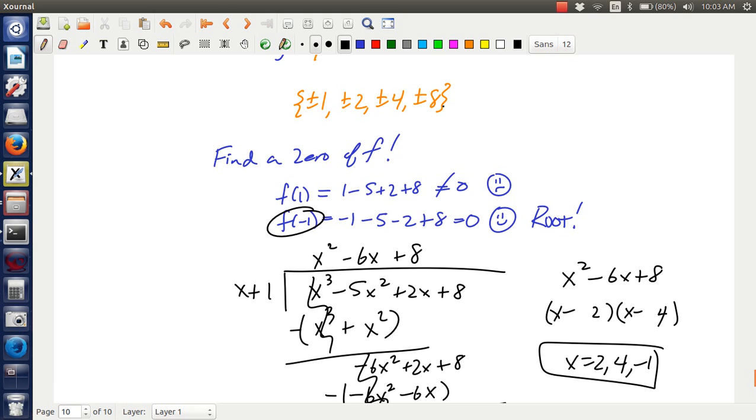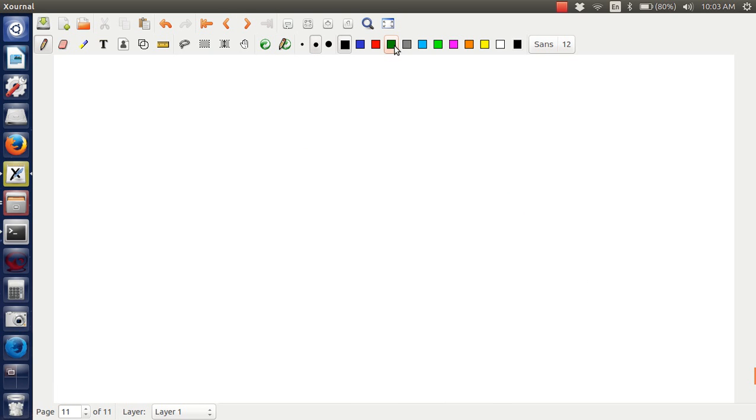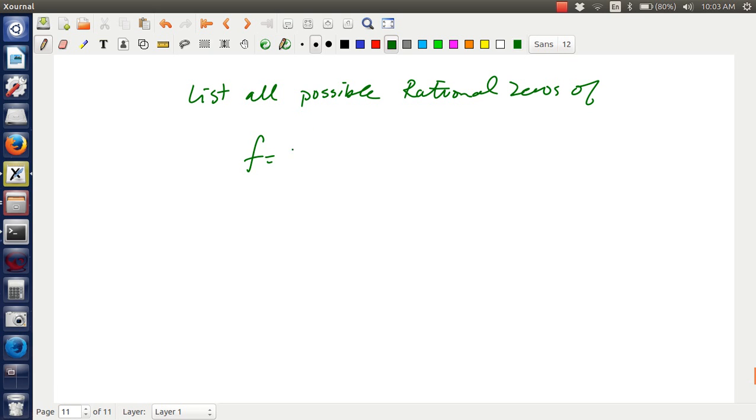Okay, I promised you one last example, which is not in the notes, but I'm just going to make something up. List all possible rational roots of, sorry, sloppy, you know what I'm going to write, 0, okay. 6x cubed plus 2x squared minus 7x plus, I'm just going to make it something prime and ugly.